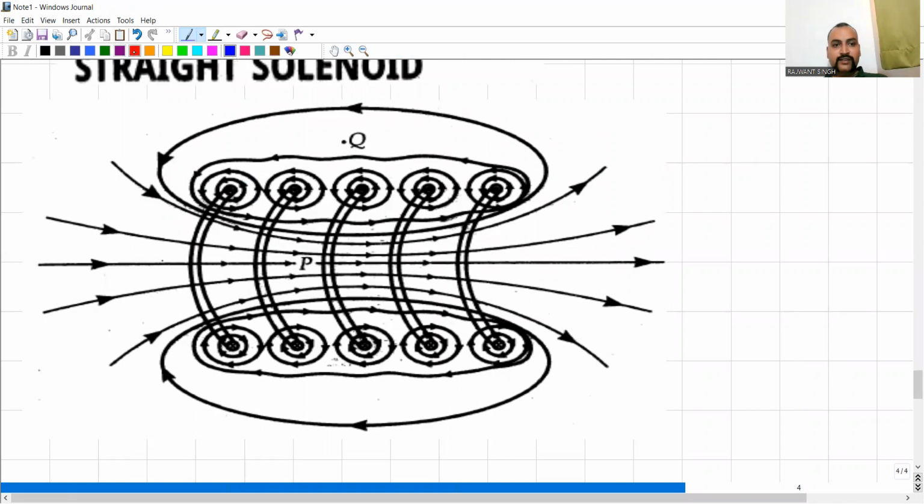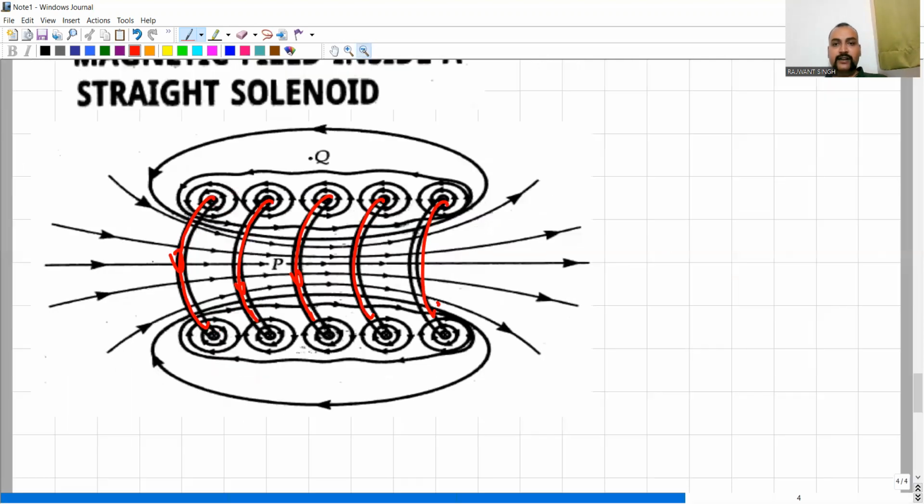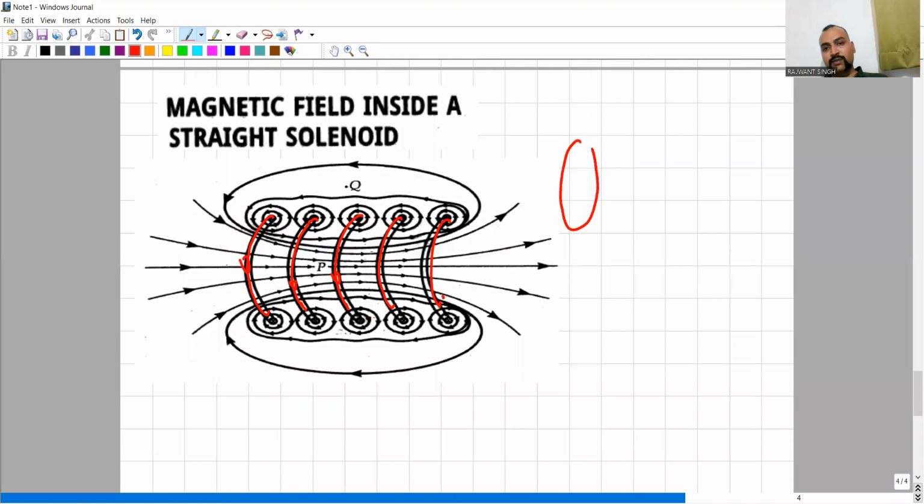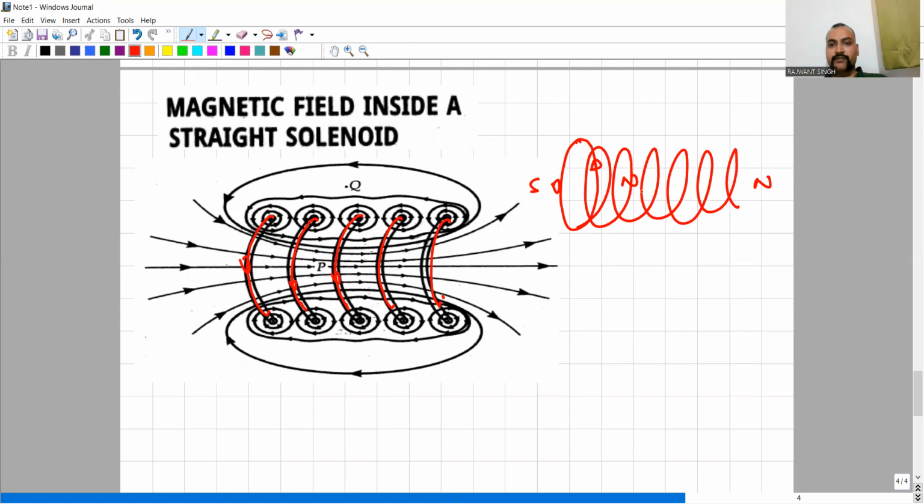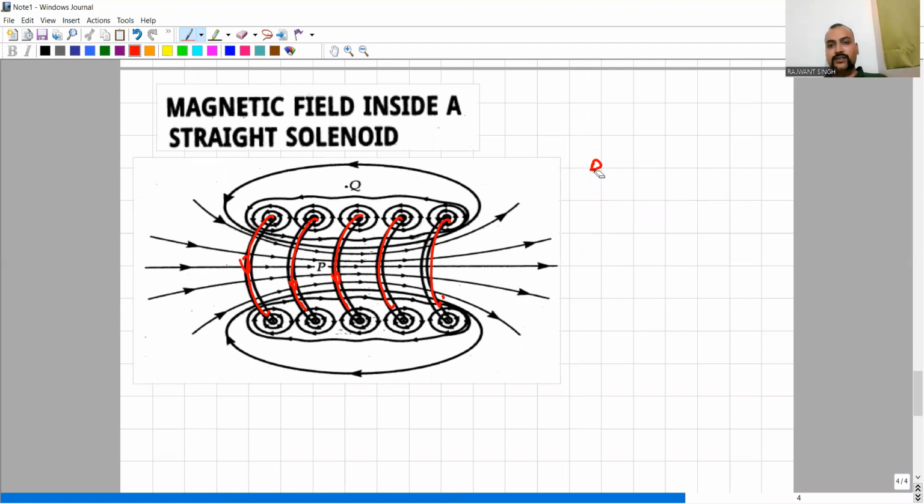In this diagram, you can see that this is the current conductor, being wound up like this. These are the current conductors, and the current is flowing in this direction. Due to this current, you have some magnetic field. We have already understood that a circular current is going to produce a magnetic field. If you have multiple circular loops like this, they are going to produce an even stronger magnetic field. So this is a solenoid, and it is going to produce a very strong magnetic field.